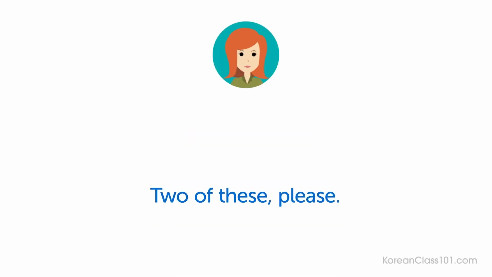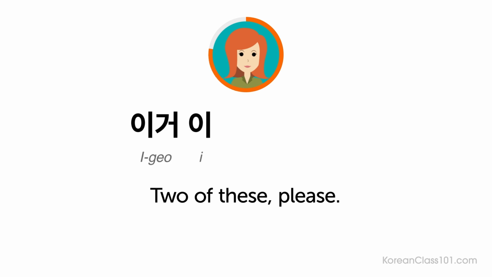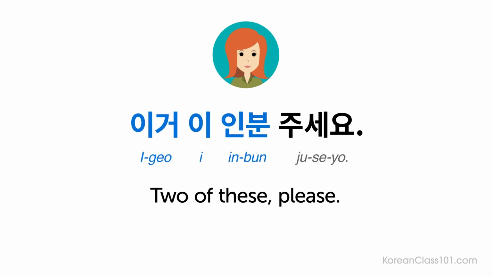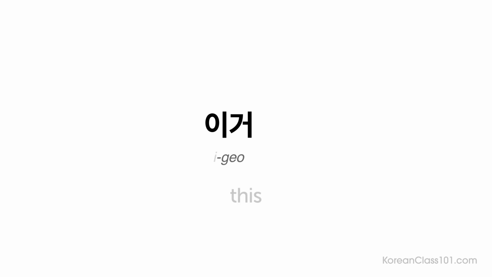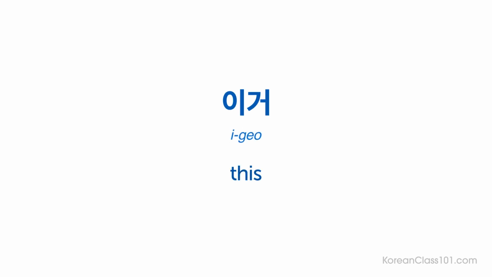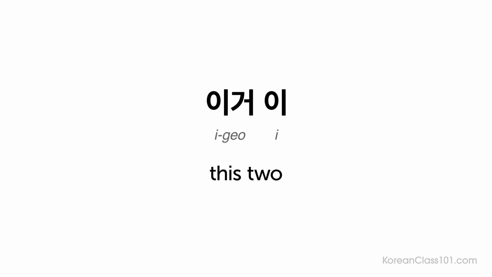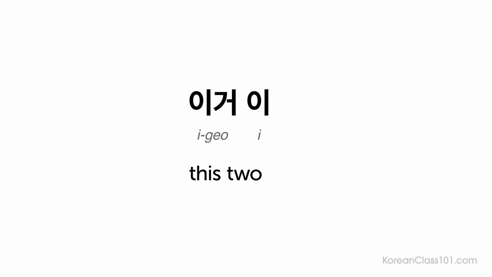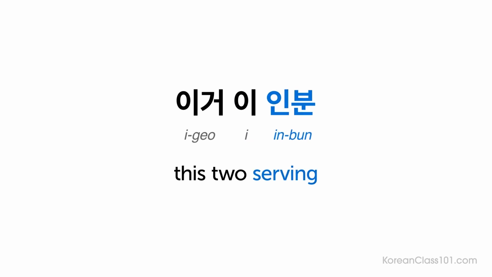Let's take a closer look at the response. Do you remember how Karen says, "2 of these, please"? 이거 2인분 주세요. First is 이거, this. Next is the Sino-Korean number 이, 2. After this is 인분, meaning serving. Note, this counter serves as a unit for measuring a quantity as a portion per person.